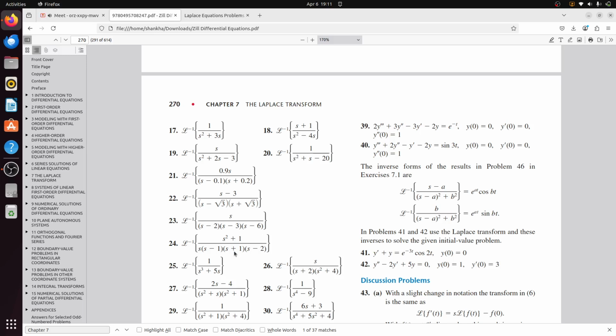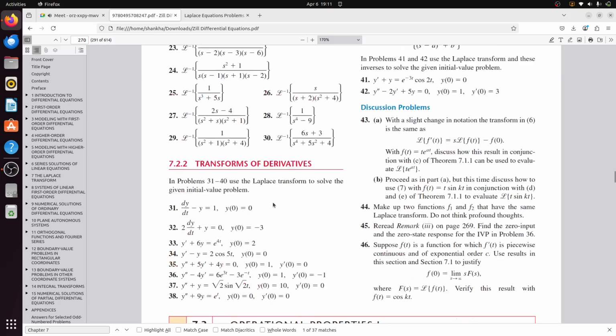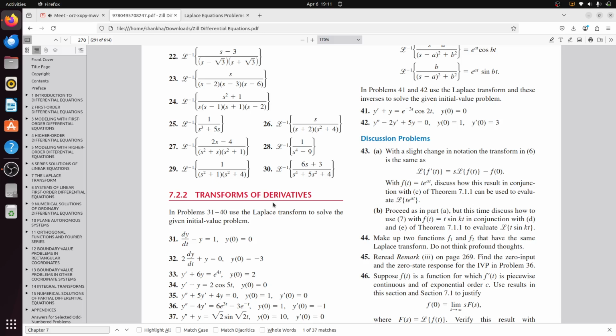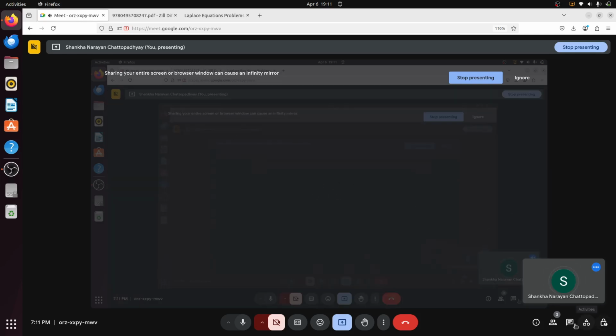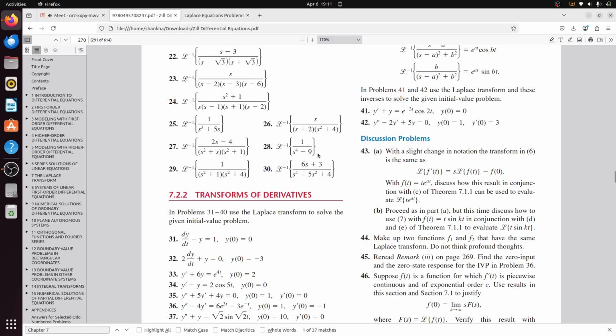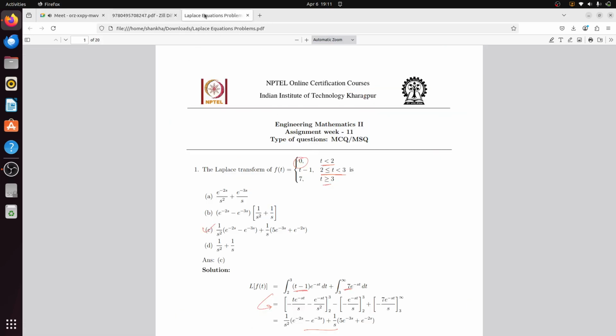So up to this we have discussed the basics of Laplace transformation, derivatives, and the inverse Laplace transformation. Now we will discuss the problems which were given. Is anybody there? Okay, so now we will discuss the problems.